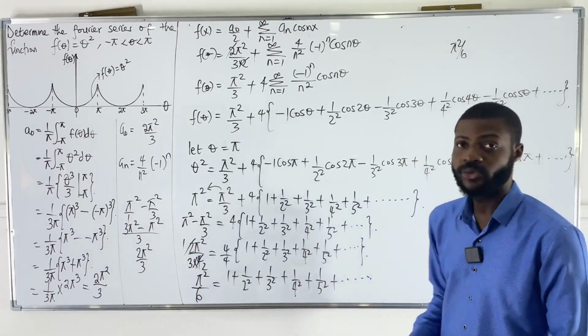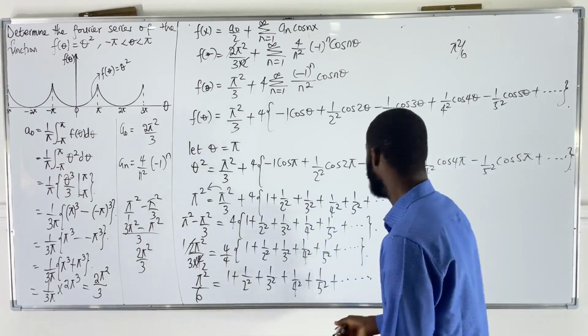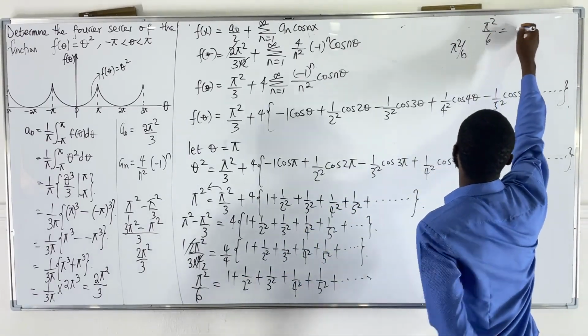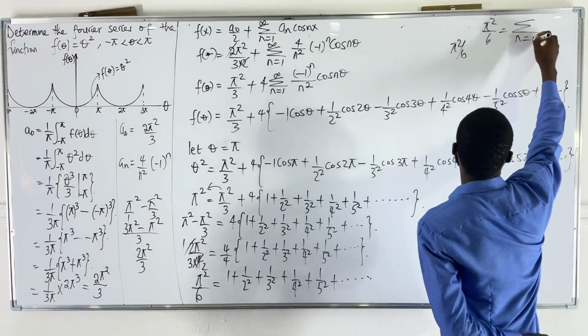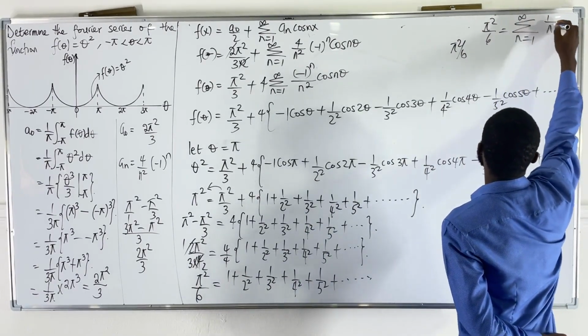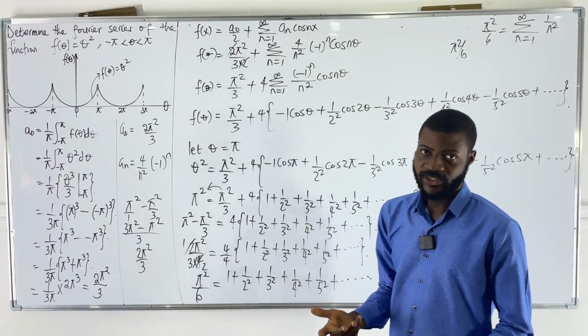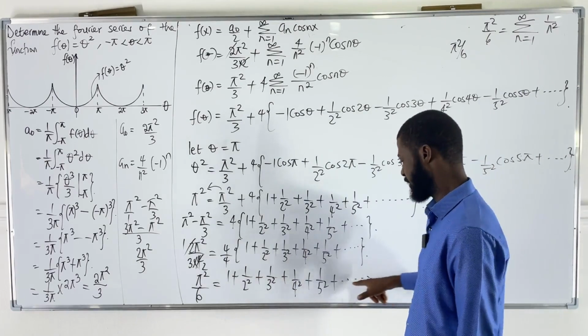And with this, we've been able to deduce this series. A better way to write this series is pi squared over 6 is equal to the sum from n equal to 1 to infinity of 1 over n squared. But oftentimes, for Nigerian students, they prefer to just write it like this.